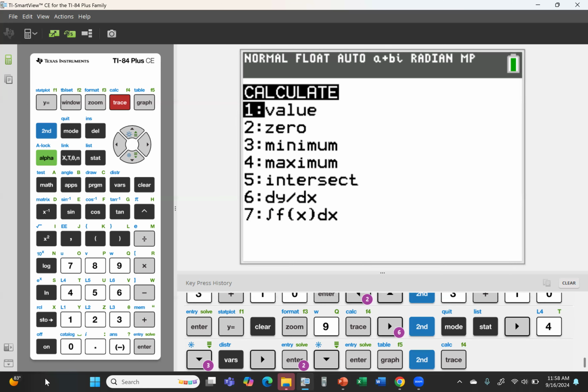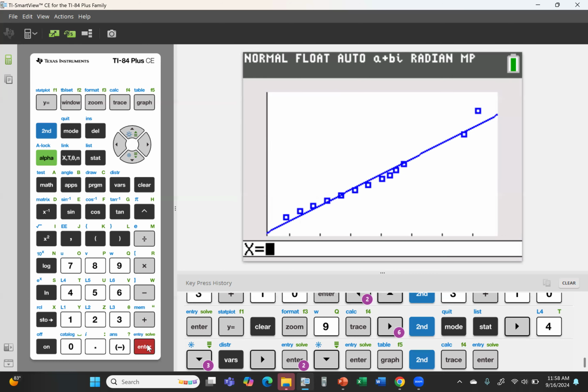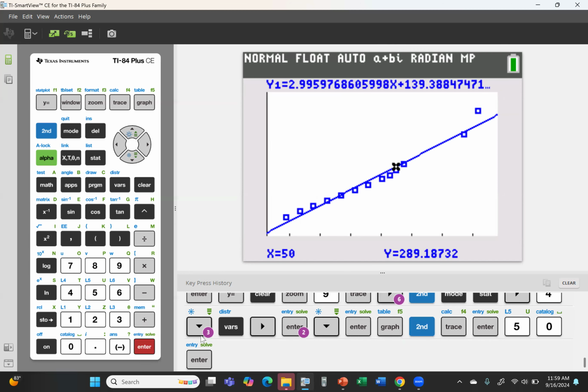So if I hit enter, what am I trying to find the Y value for? I'm trying to find the population for the year 2000 for data that's aligned since 1950. So is that 50? So what's the population? 289.187 thousand.